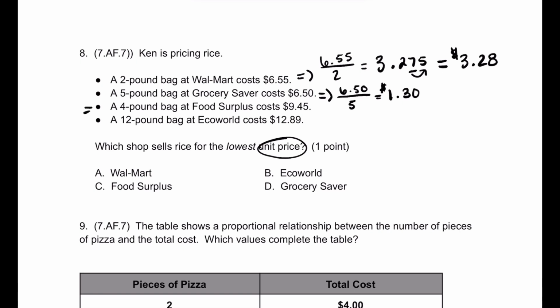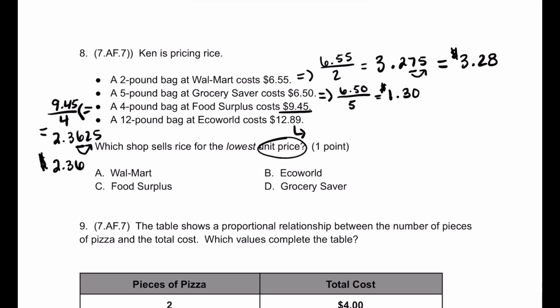Next one, I'm going to go this way so I'm not crashing with the other work. They are charging me $9.45 for 4 pounds. So I have 9.45 divided by 4. You are going to get an answer of 2.3625. Remember, we are talking about money, so we need to round to the hundredths place, which is at the 6. Go to the right to determine that. That 2 is too low, so that means my 6 will stay the same. So that means Food Surplus is charging me $2.36.